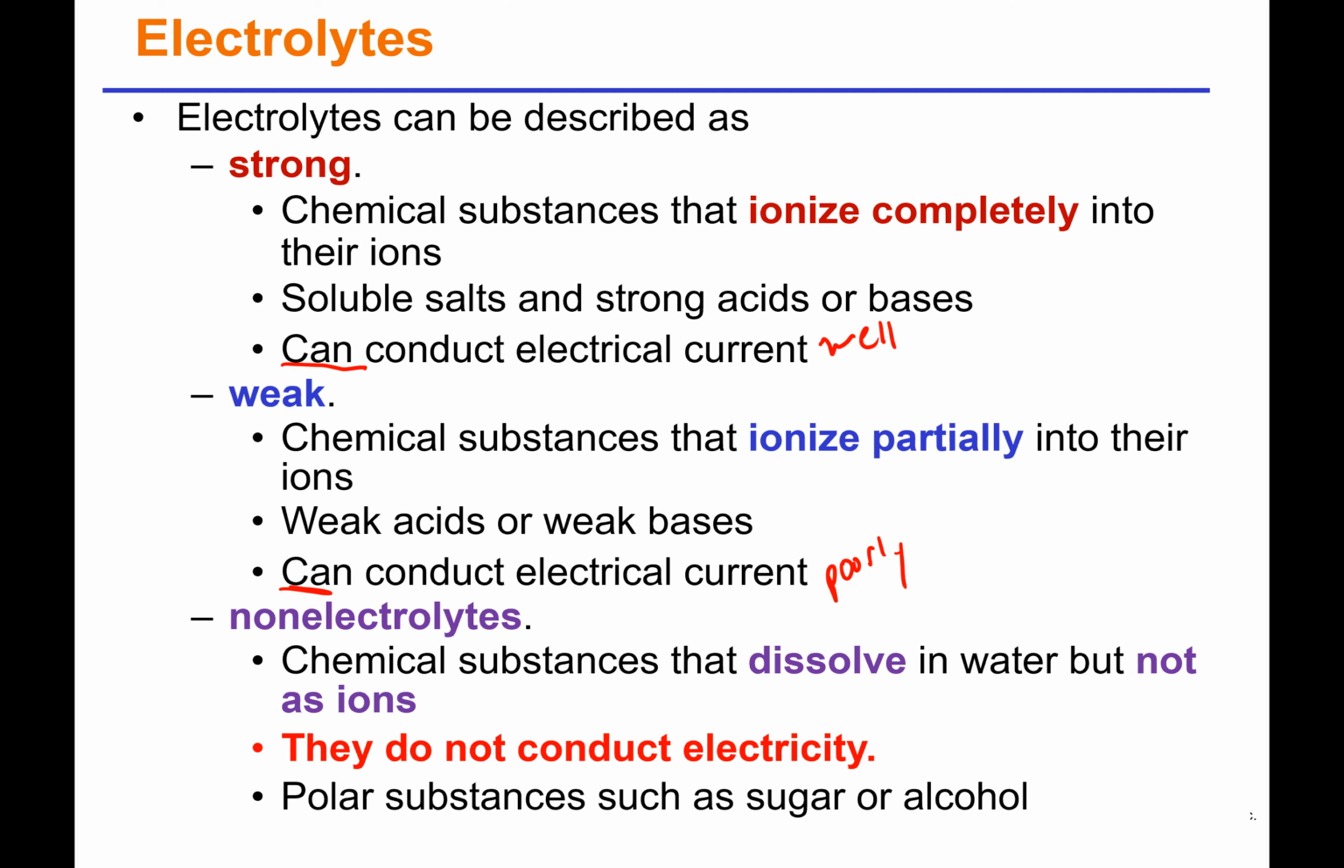And then if we have a non-electrolyte, this is a chemical substance that dissolves in water, but not as ions. Sugar is the best example of this, that's commonly in our common knowledge. So they do not conduct electricity at all. We'll talk about sugar in just a second, but these are polar substances such as sugar or alcohols. In other words, an electrolyte is something that you add to water and it breaks into ions, either very well or very weakly.